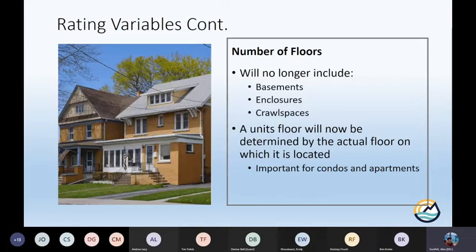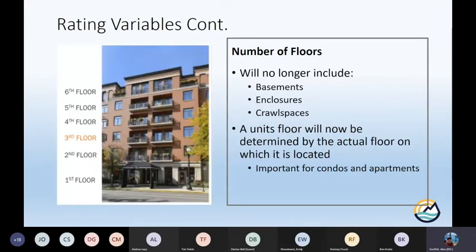Additionally, and Cindy, this is one you've asked me about previously, if you have an apartment building or a condo with multiple floors, they used to consider the lowest floor of the building on your policy. Now they're going to look at the actual floor that your unit is on. So in this example on the left, if the person on the third floor comes to me, we're going to be able to write them a policy for the third floor. First and second floor don't really matter to this guy. He's going to be able to get a policy for just the third floor where he lives.